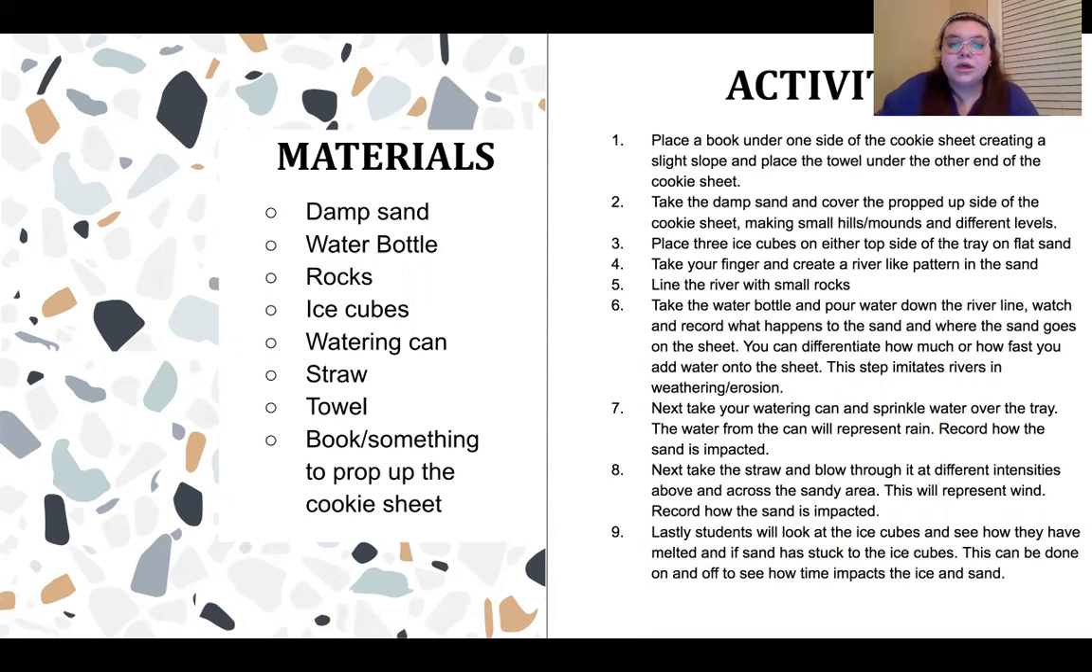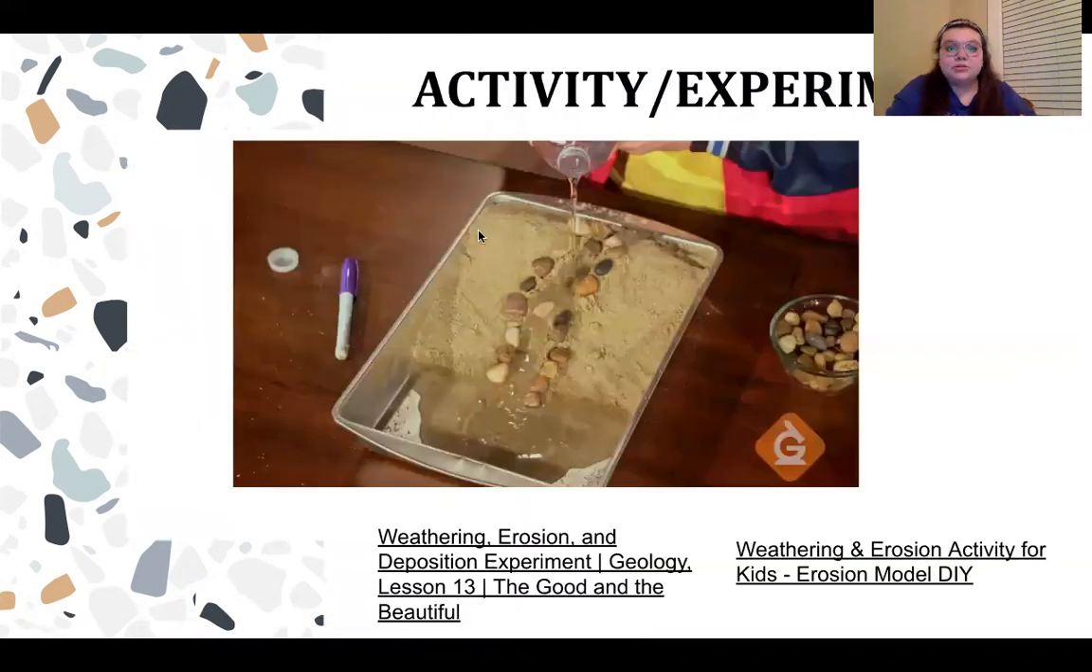You would take a cookie sheet and put a book on one end to prop it up and slightly slope it, and then a towel at the other end to catch any of the extra runoff. Students would take damp sand and pack it onto that top part. You can see it's on the top here. Using that sand, they can make different mounds and valleys and little hills, different levels. Then students would take their finger and trace a little river line down.